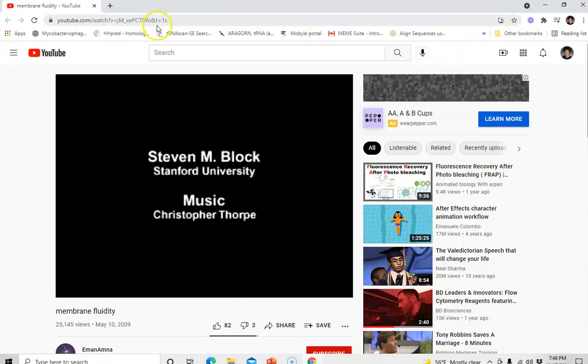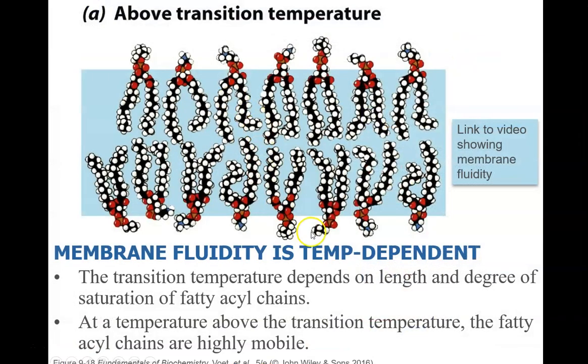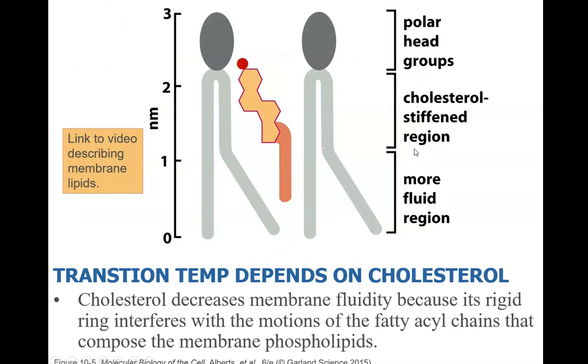Anyway, I thought you might be interested in that because you can observe the fluidity directly in that video. The other thing we should notice if we come back to our steroids, remember I showed you that cholesterol was also amphipathic, is that the transition temperature depends not just on how long the fatty acids are or how many double bonds they have. It also depends on the cholesterol that's part of the membrane.